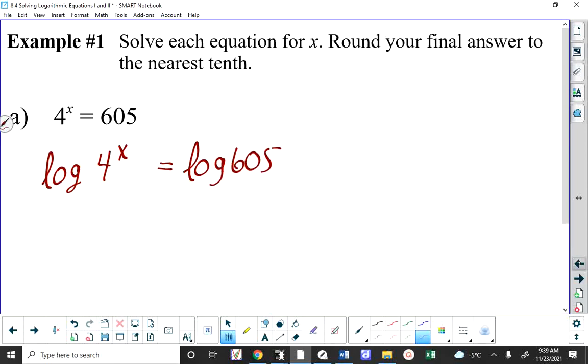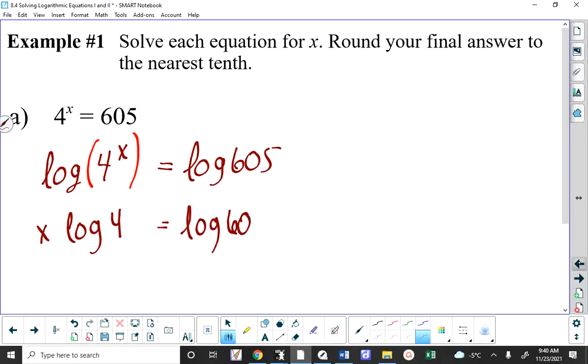Why? Well, first of all, why can we do that? We can do that because any equation will still be in balance if you do the same operation to both sides. If you add 2 to both sides, you're still going to be in balance. If you take the square root of both sides, you're still in balance. If you take the base 10 logarithm of both sides, it's still true. Now, why would we do this? Because now I can move that x, which is really in brackets as an exponent of base 4, in front. And what I have then is x log 4 equals log 605.